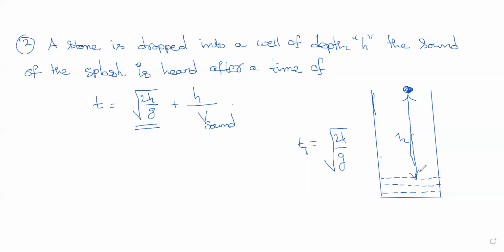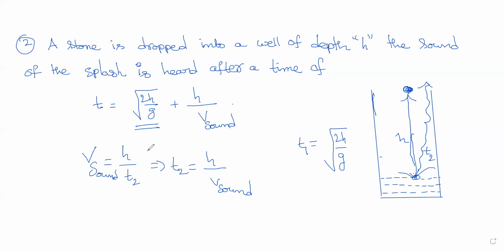And now t2 is after hitting the water, the splash sound comes to us. There will be a splash of sound, splash of water, right? That sound will be traveling upwards in some time, let us say t2. We know how to calculate the time. So for t2, the velocity of sound is equal to h by t2, speed equals distance by time. So we can use t2 is h by v sound, right?